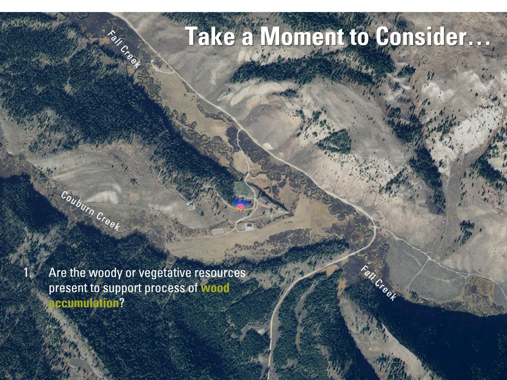So here's a little riverscape, right? And we could ask a question: are the woody or vegetative resources present to support processes of wood accumulation? Wood accumulations are really important structural elements that structurally force more complex habitat and in general increase capacity for fish, as well as potentially increasing their survival.